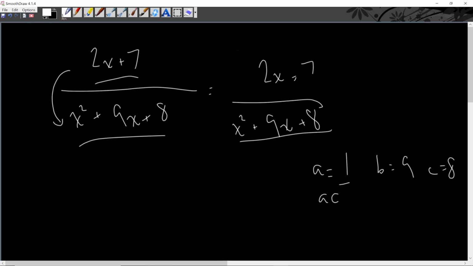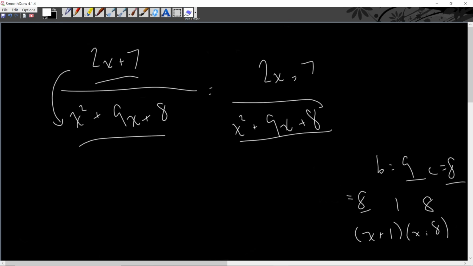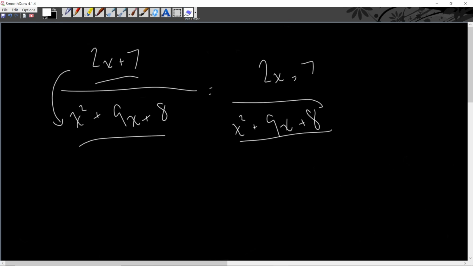We have AC is equal to 1 times 8, so 8, and then what are the factors of 8 that add up to 9? There's 2 and 4, but there's also 1 and 8, which is what we're going to have. So we have x plus 1 times x plus 8 to get x squared plus 9x plus 8. And so from here, let's write down what we have: 2x plus 7 over x squared plus 9x plus 8, so x plus 1 times x plus 8.